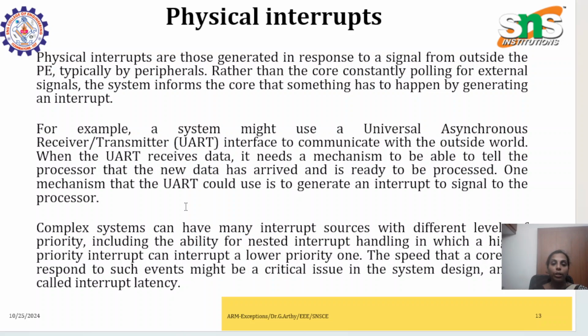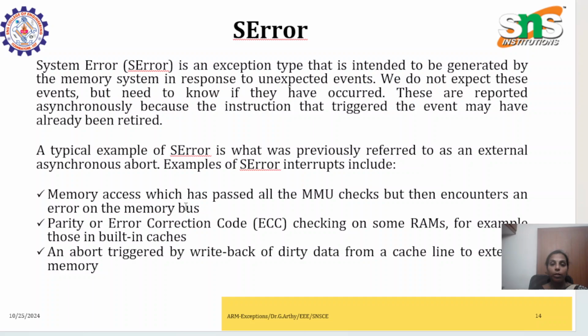Interrupts are generated in response to a signal from outside the PE. For example, the UART, the Universal Asynchronous Receiver Transmitter interface, communicates with the outside world. When the UART receives data, it needs a mechanism to tell the processor that new data has arrived and is ready to be processed. One mechanism the UART could use is to generate an interrupt to signal the processor.